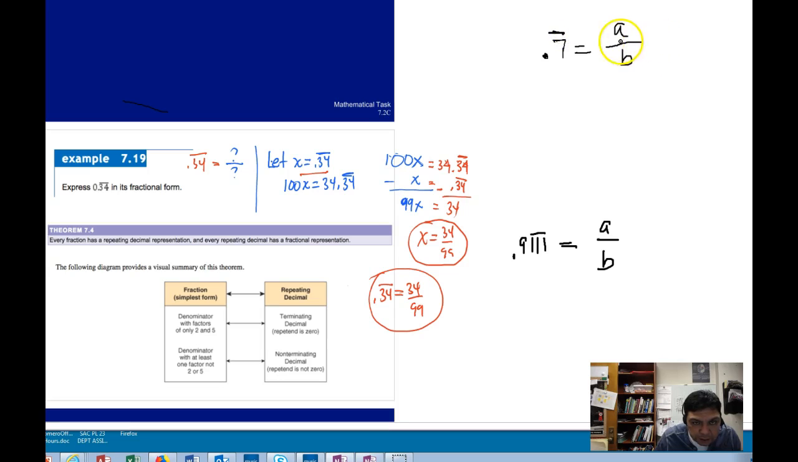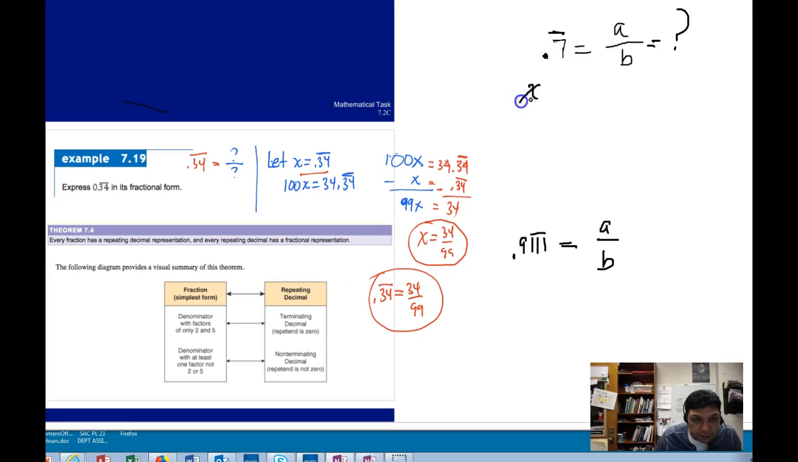And then the question is, is there a fraction that equals 0.7777 going on forever in a repeating, non-terminating way? So the question is, are we looking for a fraction? So in class, we showed you a number trick or an algebra trick.